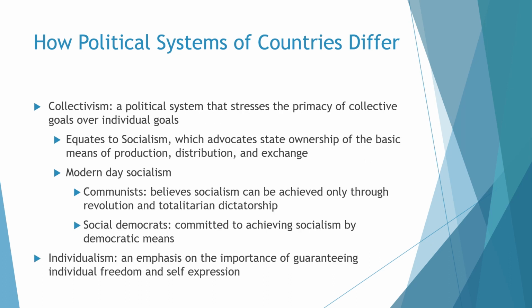To elaborate more on the first degree, collectivism is a political system that stresses the primacy of collective goals over individual goals. Collectivism equates to socialism, which advocates state ownership of the basic means of production, distribution, and exchange. Modern-day socialism can be seen through the actions of communists, who believe socialism can be achieved only through revolution and totalitarian dictatorship, and social democrats, who are committed to achieving socialism by democratic means. The first degree also talks about individualism, which is an emphasis on the importance of guaranteeing individual freedom and self-expression.